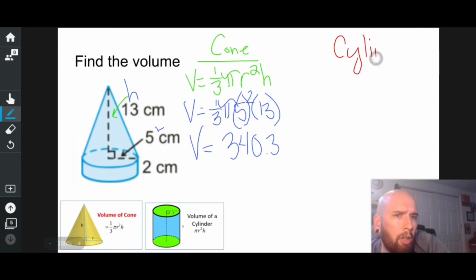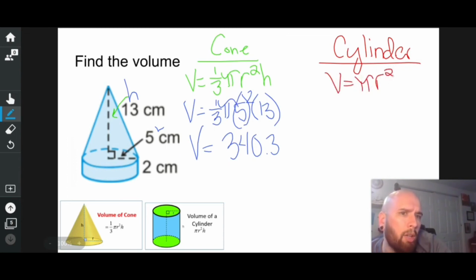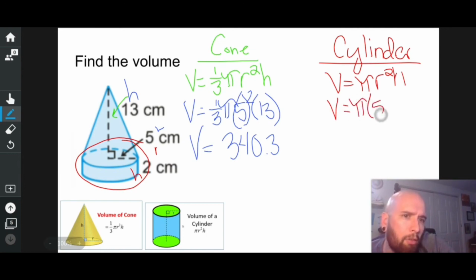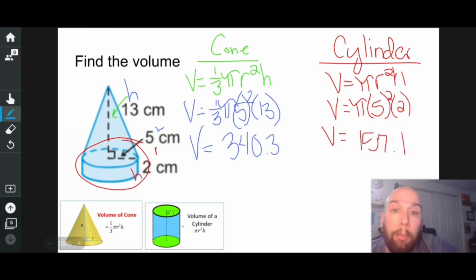My cylinder is the other equation, and the equation is insanely similar to that of a cone: pi r squared h. This is my cylinder down here. It has the same radius as the cone did, but it has a different height of 2. So the volume of the cylinder is pi times 5 squared times 2. What is pi times 5 squared times 2? The answer is approximately 157.08. So 0.08 is going to be 0.1.